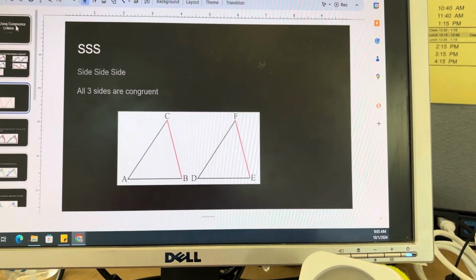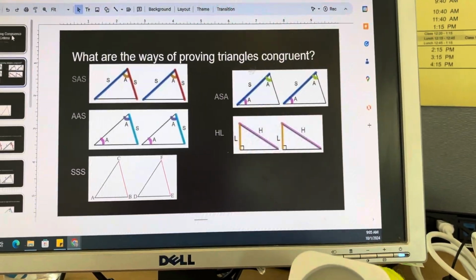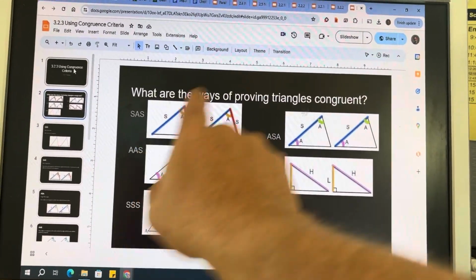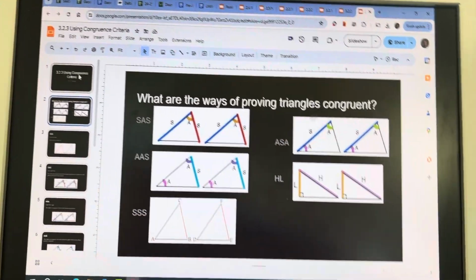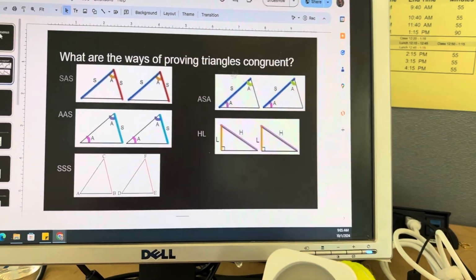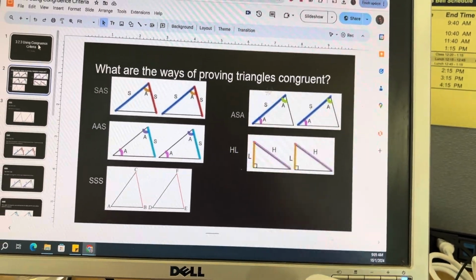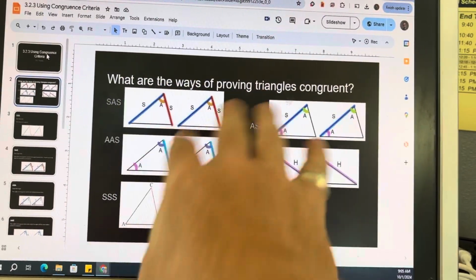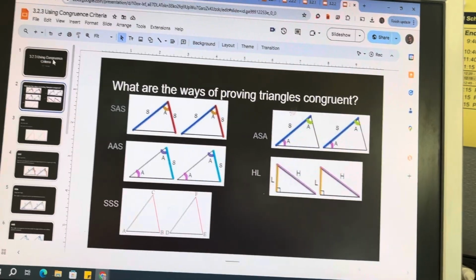So the very first one is SSS. We've been talking about what makes triangles congruent. And what we've been saying up to this point is you have to have all three sides and all three angles as congruent before we can say that they're congruent. But we understand more than likely that there should be some shortcuts. Like, we don't really need to go through all of this, do we? So these are the mathematically proven ways that you can say, okay, this is enough to say that these triangles are congruent.